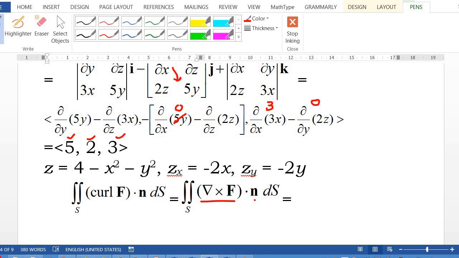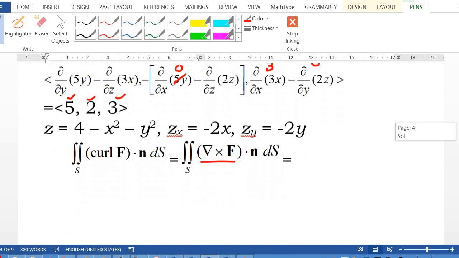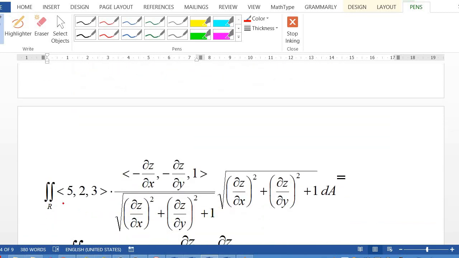Okay, and you need the unit normal vector. To get the unit normal vector, you need the surface z. In this case, z is a paraboloid equation, which is z = 4 - x² - y². Then differentiate z with respect to x, you get z_x, which is negative 2x. Differentiate z with respect to y, you get z_y, which is negative 2y. So this is the result of the curl of F.